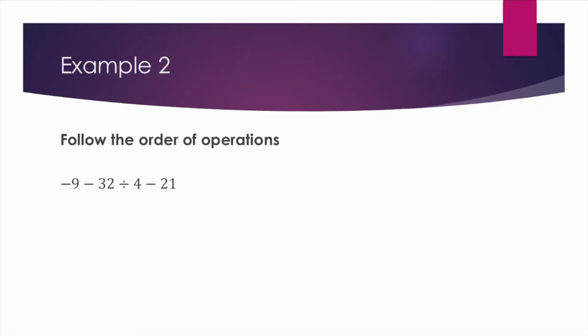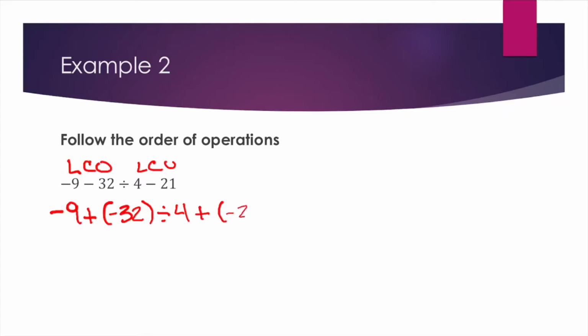All right, let's do another example. Let's do negative 9 minus 32 divided by 4 minus 21. Well, here I'm seeing a lot of minus signs. So I'm actually going to LCO before I do anything else. Okay, so if I LCO, I've got to LCO this guy, and I have to LCO this guy. So I have negative 9 plus negative 32 divided by 4 plus negative 21.